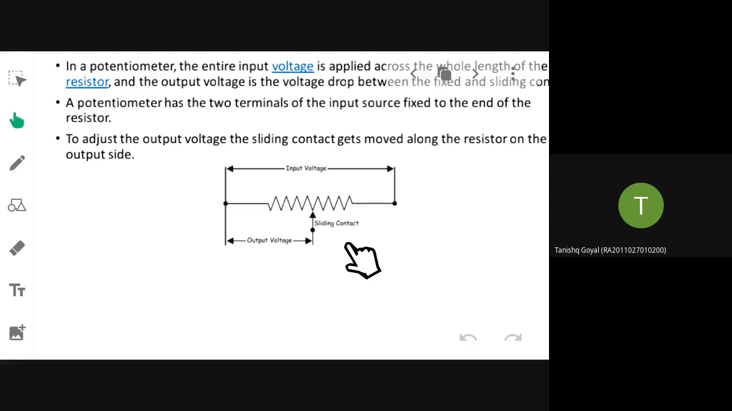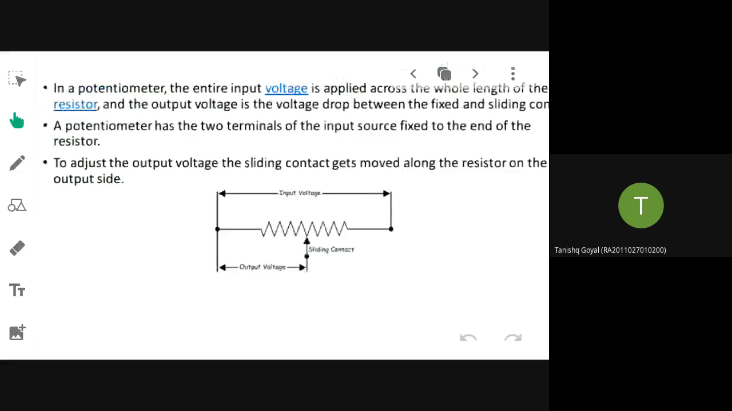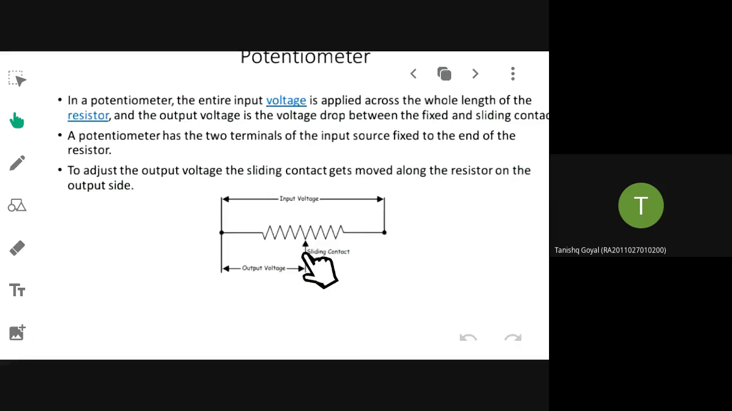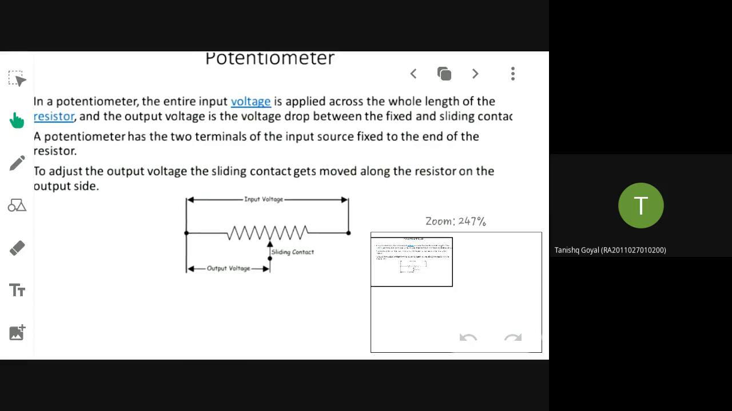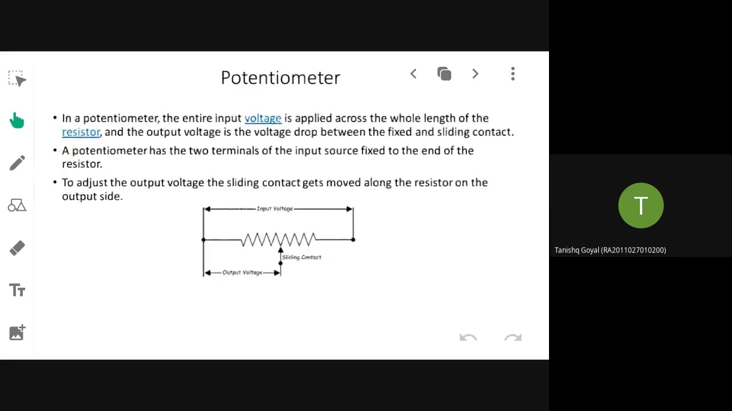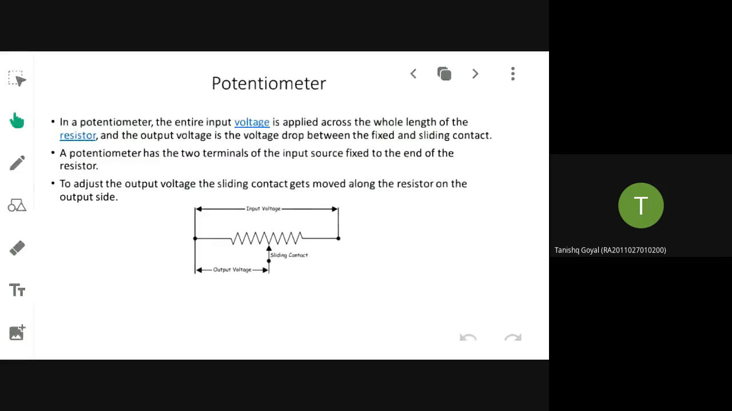If you are able to vary the slider across this resistance, you will be able to get a variation in resistance. You input some voltage to the fixed end and you vary the sliding contact, and you will be able to get a variation in the output voltage. This is how the potentiometer works. On the basis of voltage division, by adjusting the flow of current through the resistance, you are able to achieve this conversion.